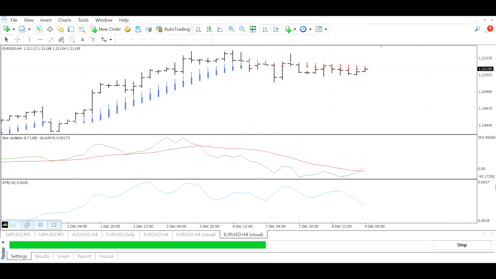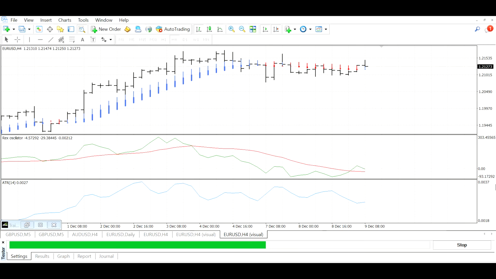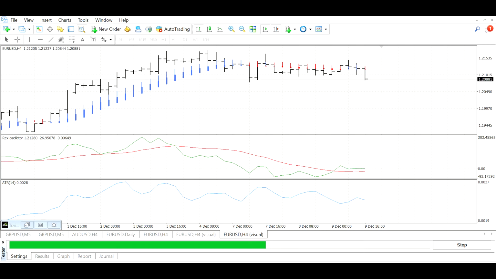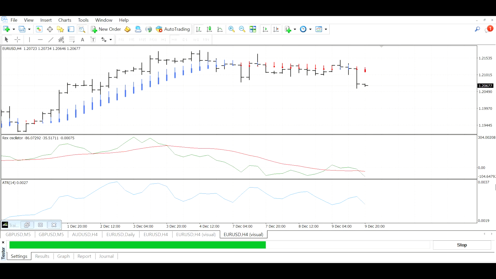Feel free to experiment with the rules of this strategy and do plenty of backtesting to establish what works best for you.